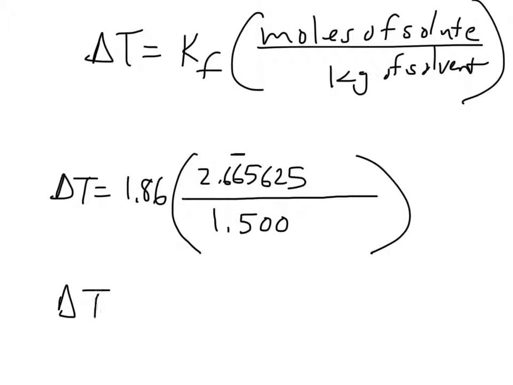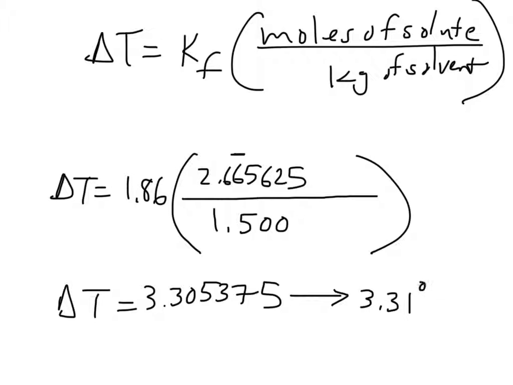And so delta T then, once you do this in your calculator, is equal to 3.305375. Now we do need to go ahead and round. We're going to round to 3 sig figs. So our final answer then is 3.31 degrees Celsius. That's our final answer for this problem.